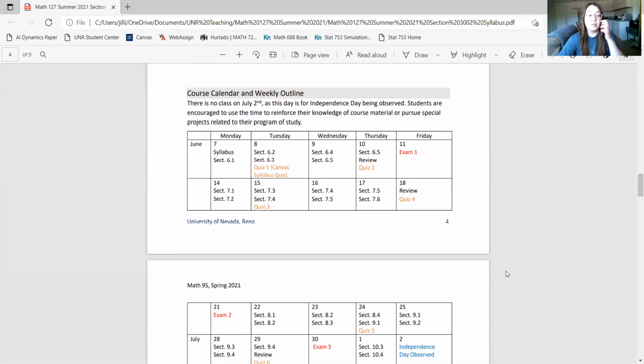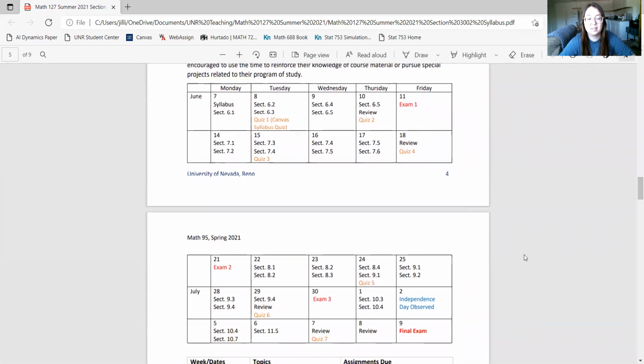The course calendar and the weekly outline is copied, put into another document, and is in the important documents tab in Canvas. So it is there as well, and you can just look at the calendar and the weekly outline instead of sifting through the syllabus to find it. If you want to keep those on hand, maybe print those out and have those with you at all times, then you can go ahead and do that.